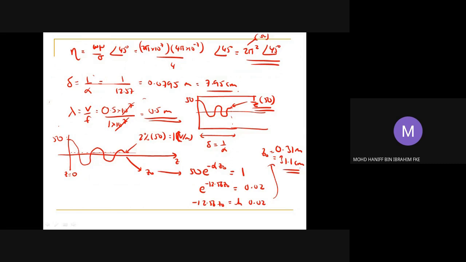So that should be the distance inside the seawater at which the amplitude of the wave, initially at 50, has been reduced to only 1 volt per meter. That should be the depth of the seawater. Okay, is it clear on the solutions then? Any questions so far? If you have any questions, please ask. I hope you understand this clearly.